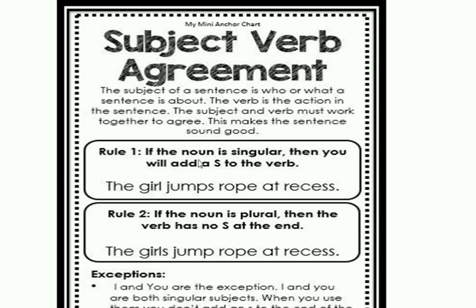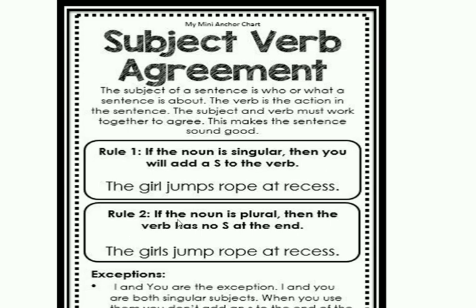Rule 1. If the noun is singular, then you will add an s to the verb. Like the girl jumps rope at recess. Jumps here is the verb. Girl is subject. Now, subject is singular. Girl is singular. So, we are adding s to the verb. It makes sense now.